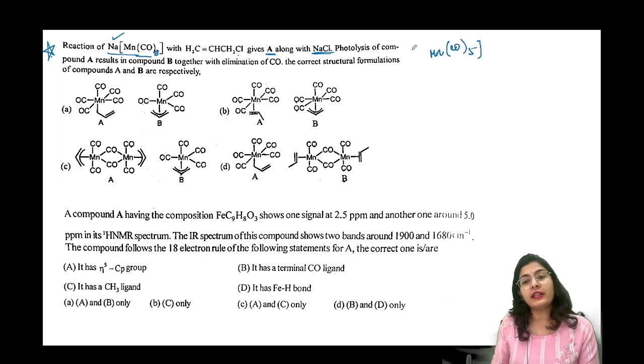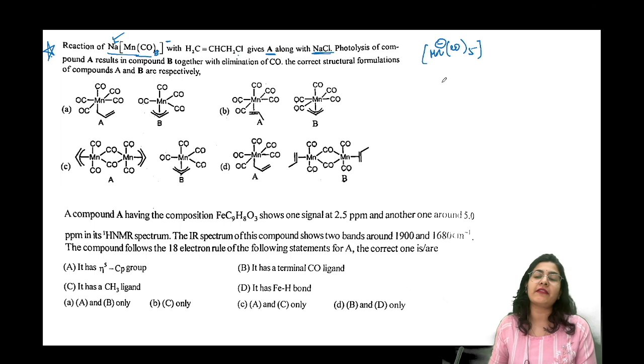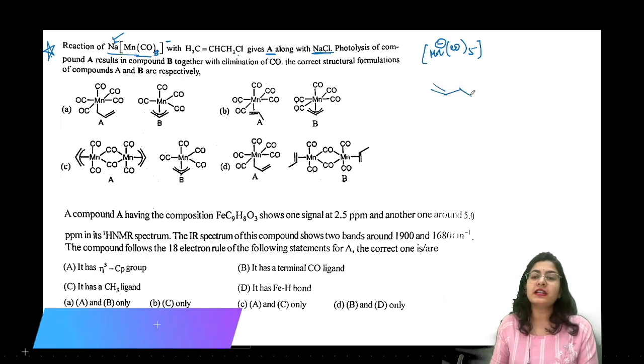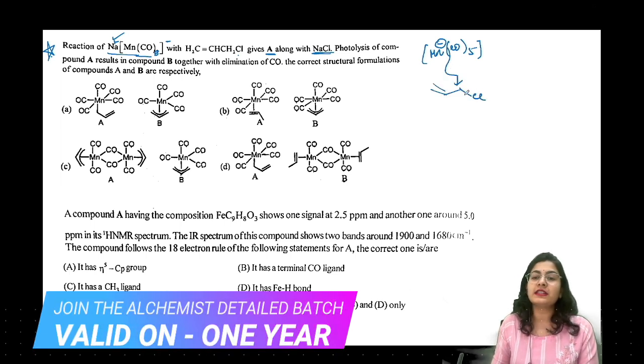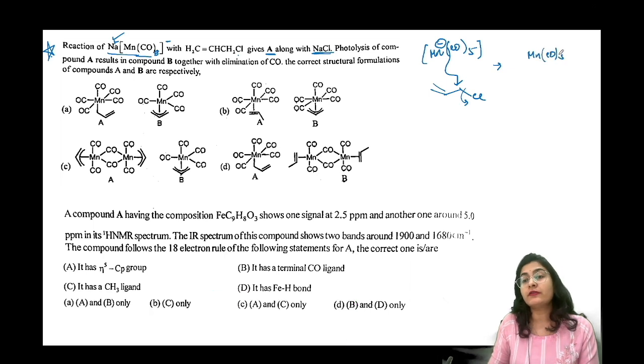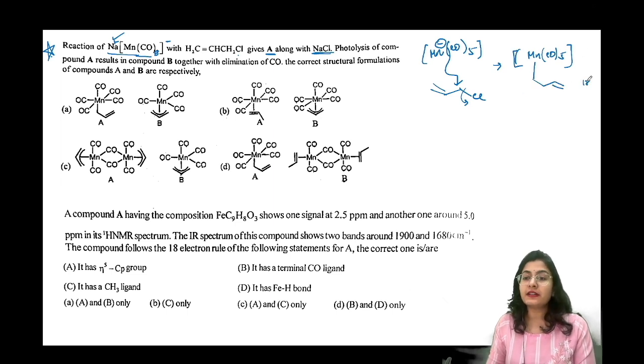MnCO5. Alright, there is a negative charge on this complex. Okay, so I'm just writing the negative on manganese itself because manganese is having the negative charge. When it is attacking this system over here, it will attack like this. And what is it now? It is MnCO5 and manganese has a direct bond with the allylic system. This is an 18 electron system over here. Very nice. Now photolysis of this compound.